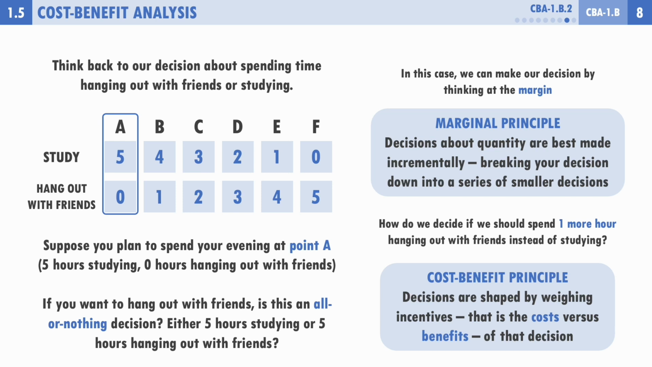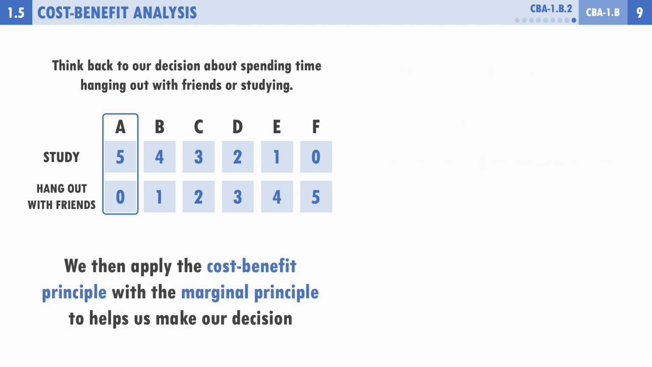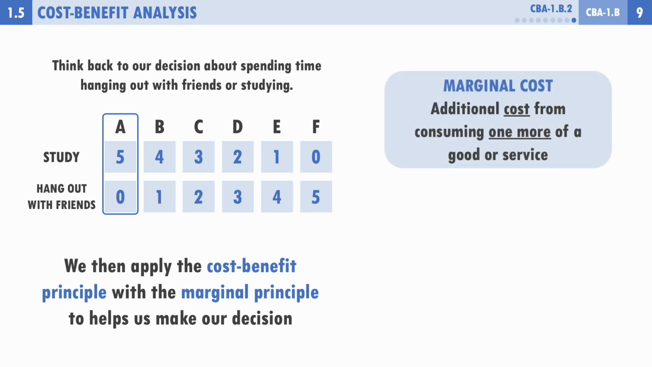Now, when we combine those two principles together, we're able to apply marginal analysis and make the best choice possible for us. Because whenever we look at both the cost-benefit principle and the marginal principle, we can help make a best decision. And we do that by looking at, first, what is the marginal cost of our decision, right? So suppose we want to spend 1 more hour hanging out with our friends. Well, what is the cost of doing so?